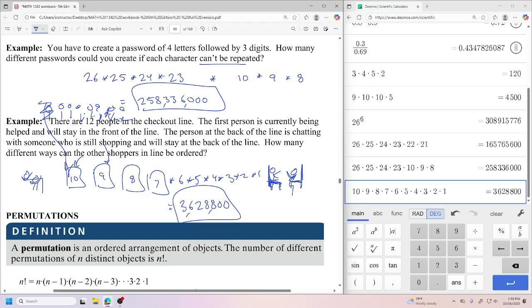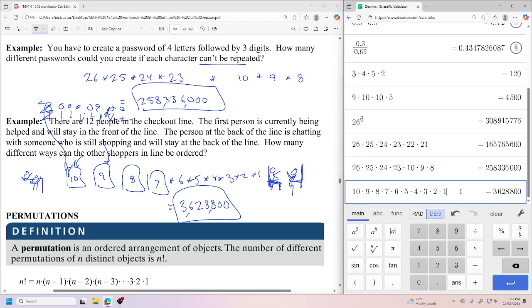Kind of interesting. Do you think this is a good idea though? Like to take 10 people from in line and just rearrange them? Someone's gonna get angry, huh? Especially in the parking lot. Ooh. You shouldn't have done me like that.